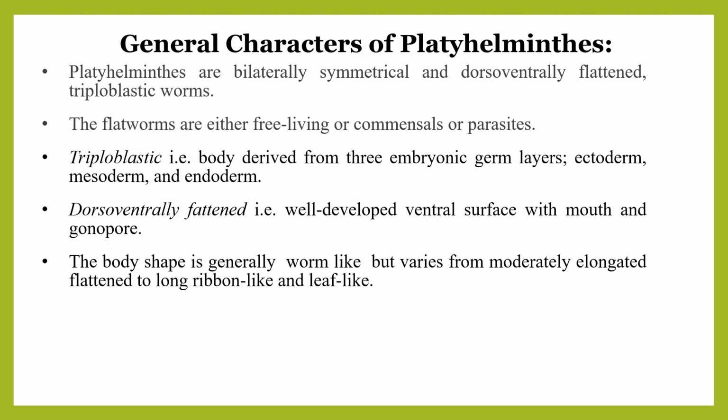Coming to the general characters of platyhelminths, the platyhelminths are bilaterally symmetrical and dorsoventrally flattened triploblastic worms. The flatworms are either free-living or parasites or commensals. They are triploblastic, that is, the body is derived from the three embryonic germ layers, the ectoderm, mesoderm, and the endoderm. The body is dorsoventrally flattened. They have a well-developed ventral surface with mouth and gonopore, and the body shape is generally worm-like but varies from moderately elongated, flattened to long ribbon-like and leaf-like.